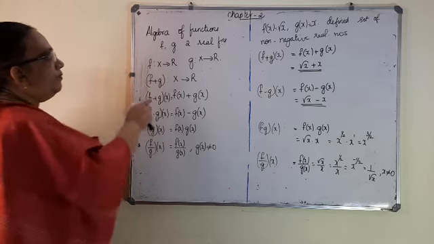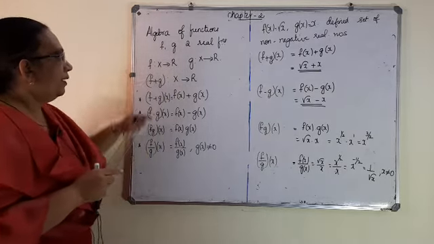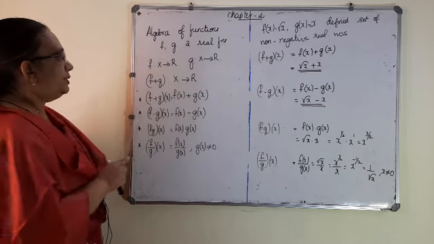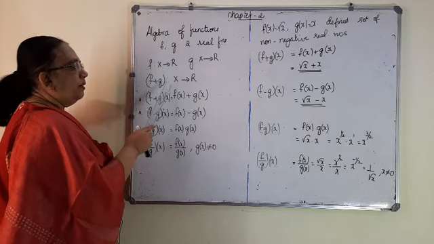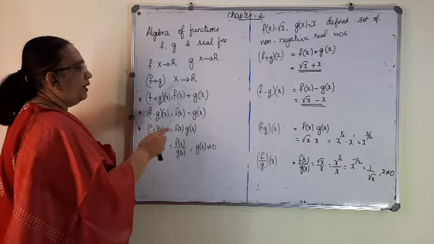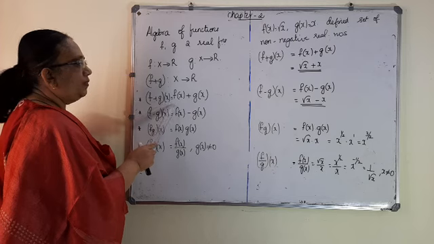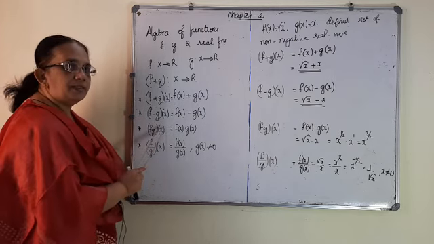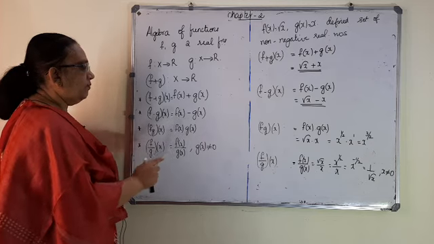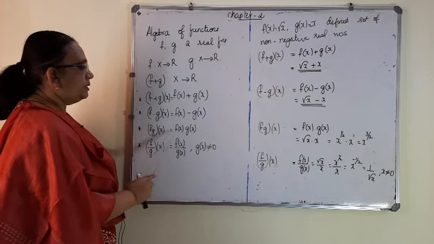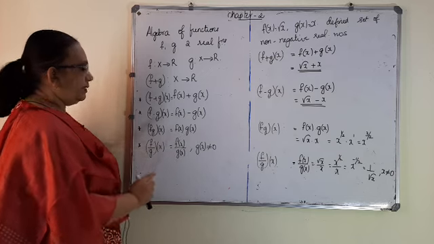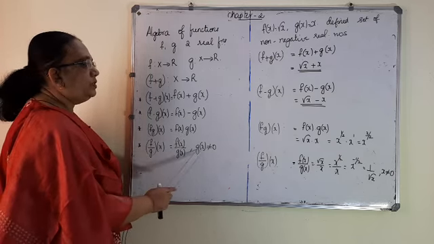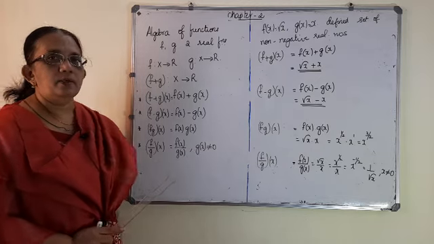Once again, f and g are two real functions. f is a function defined from x to r. g is a function defined from x to r. Then f plus g is a function defined from x to r, such that f plus g of x is equal to f of x plus g of x. f minus g of x is equal to f of x minus g of x. fg into x is equal to f of x into g of x. f by g of x is equal to f of x by g of x, g of x is not equal to 0.